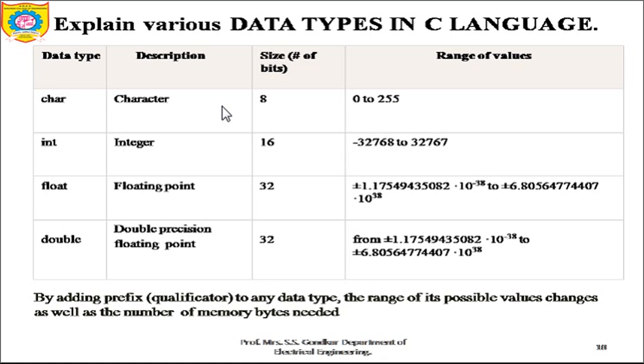The type of variable determines how much space it is going to occupy in storage. There are basic types like integer and float. You can see here the data types are character, integer, float and double. Character has a size of 8 bits, integer has a size of 16, float has 32 and double has a size of 32.